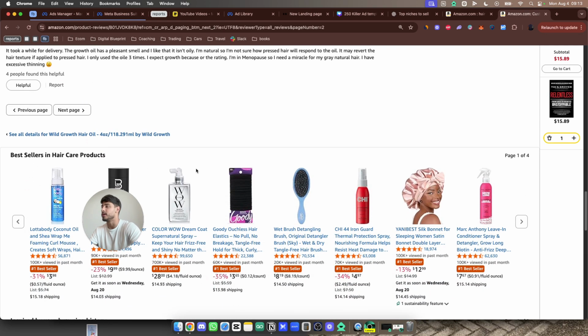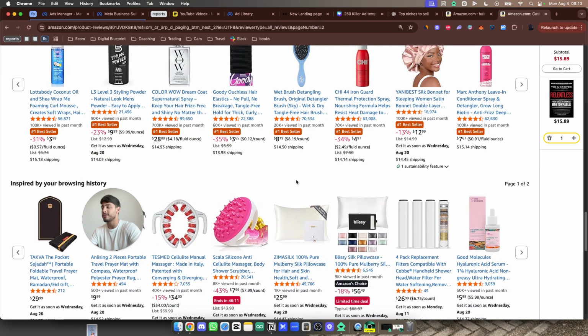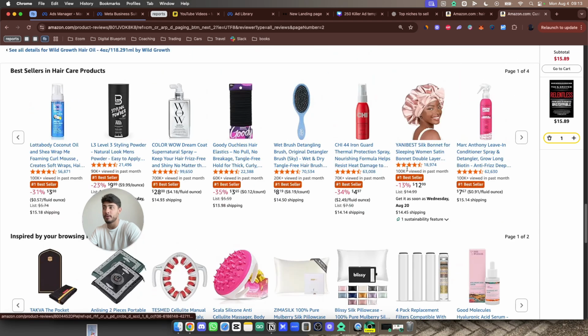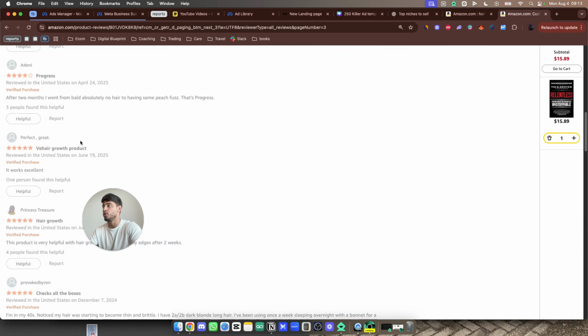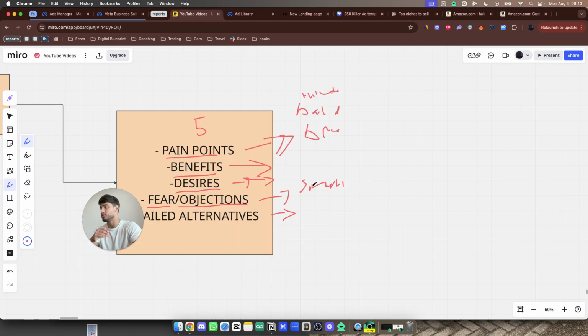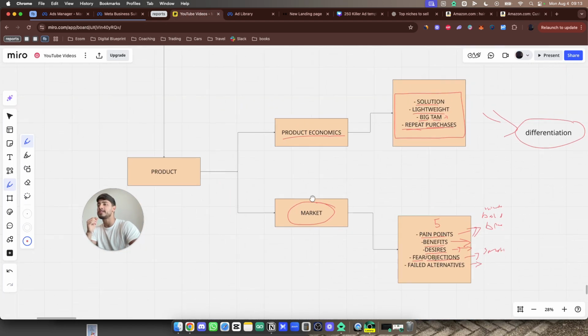Now, what you also see is bestsellers in hair products, where you can see what people buy with this, for example. A lot of the times you can see the type of things they buy, or that they buy a certain type of comb. You can upsell them with that, but that's just something for that. Now, this is how you find a product.